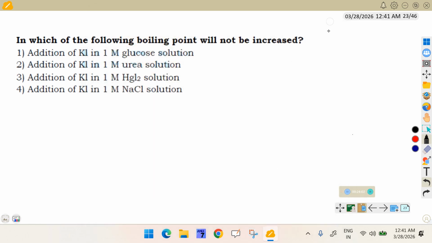Boiling point will not be increased. Which of the following boiling point will not be increased? Third one, addition of KI in 1 molar HgI2. What happened?